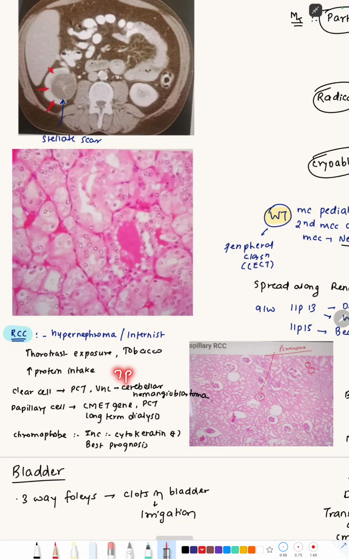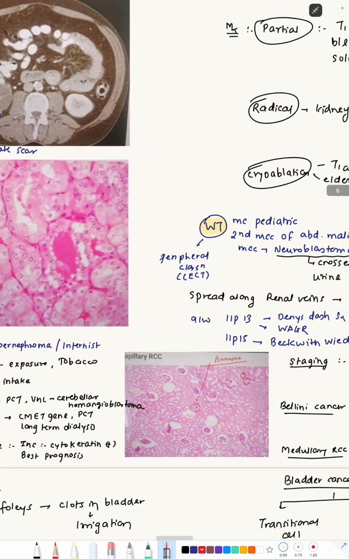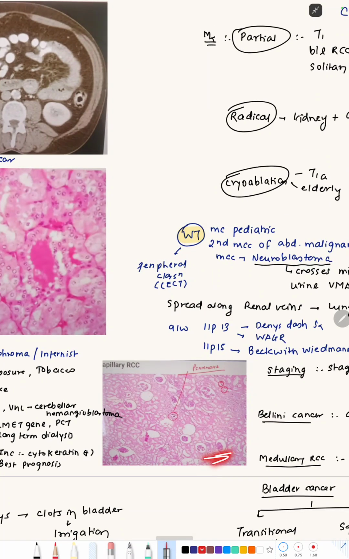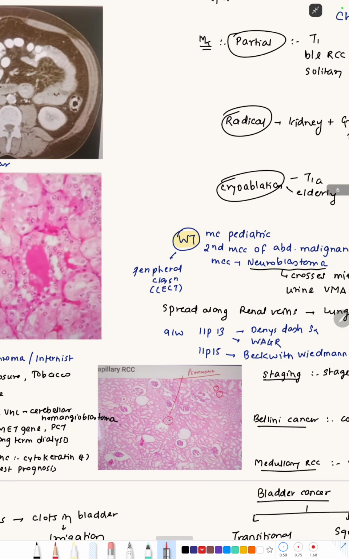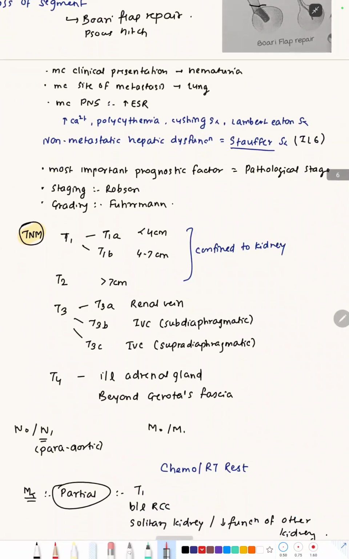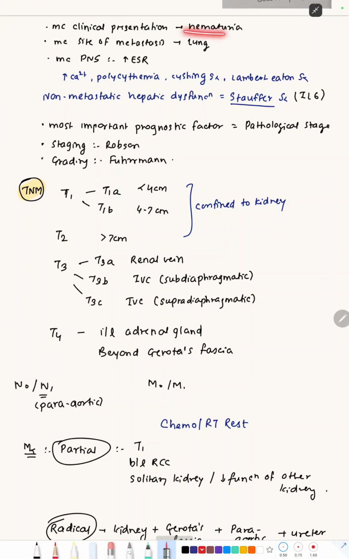that is deletion 3p, and it is associated with cerebellar hemangioblastoma. Then papillary cell carcinoma, it is associated with MET gene and associated with long-term dialysis. Chromophobe RCC, the immunohistochemistry is cytokeratin positivity and best prognosis. Papillary RCC shows the psammoma bodies, while clear cell carcinoma shows clear cells on histopathological examination. Most common clinical presentation is the hematuria. Most common site of metastasis is lung.